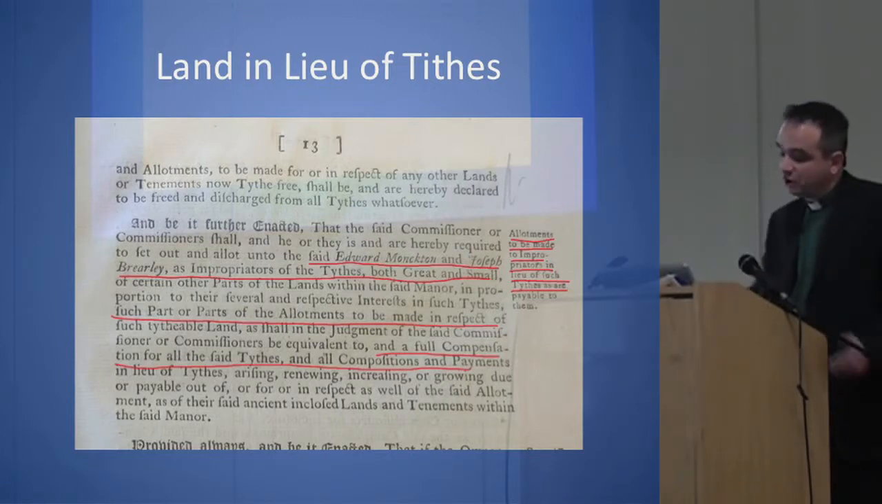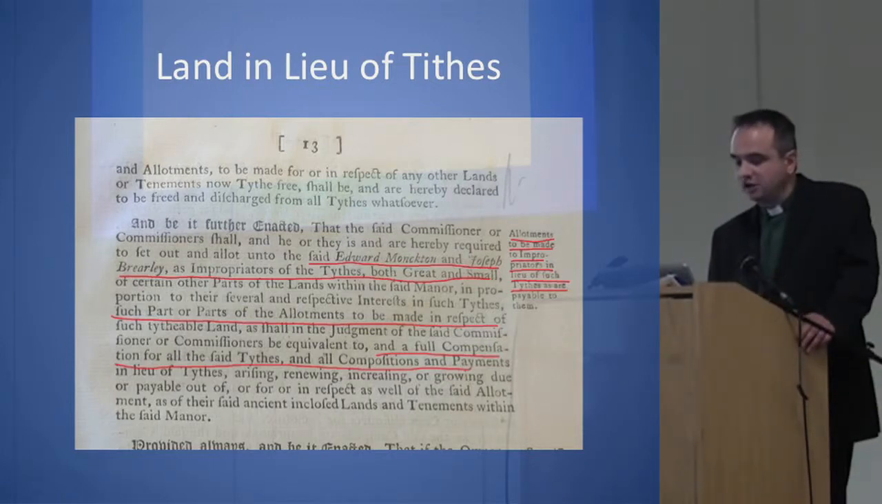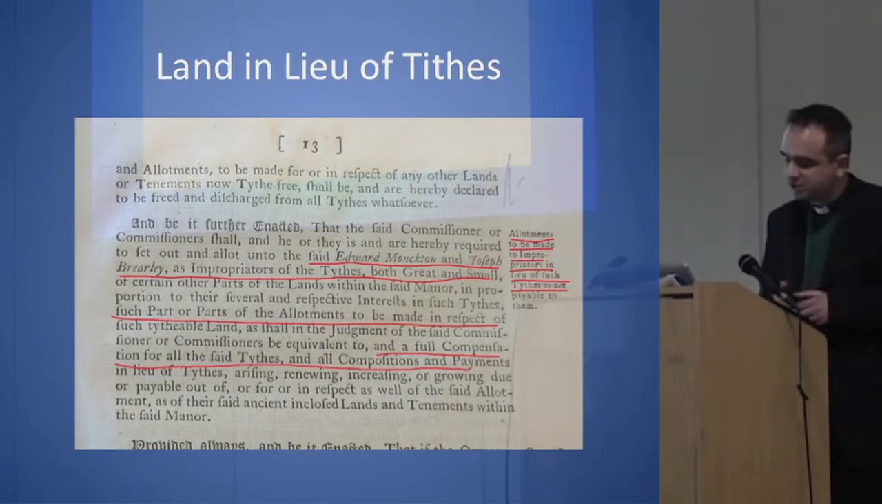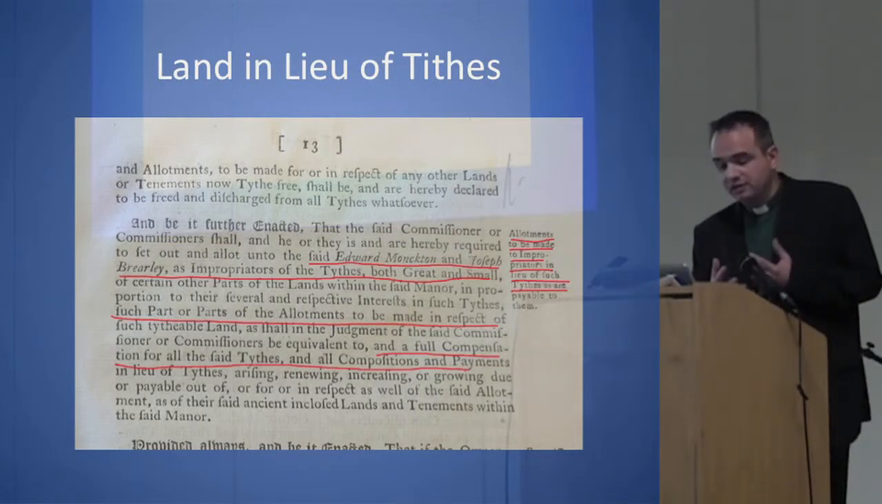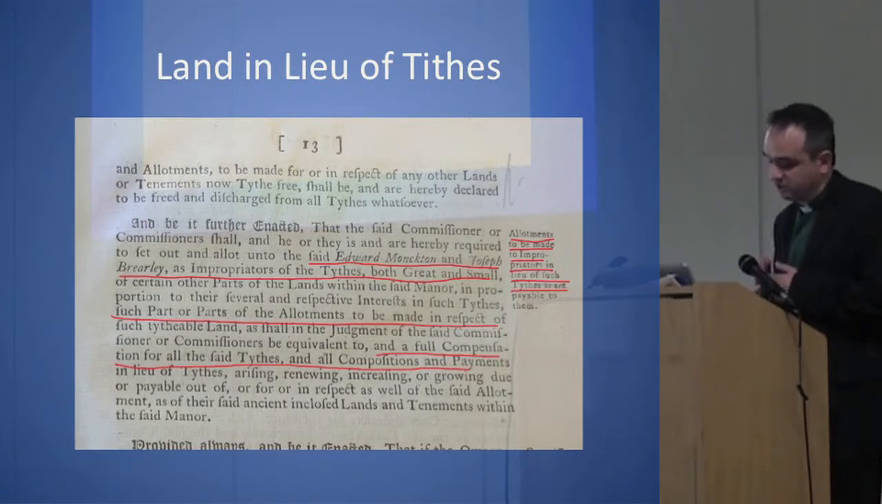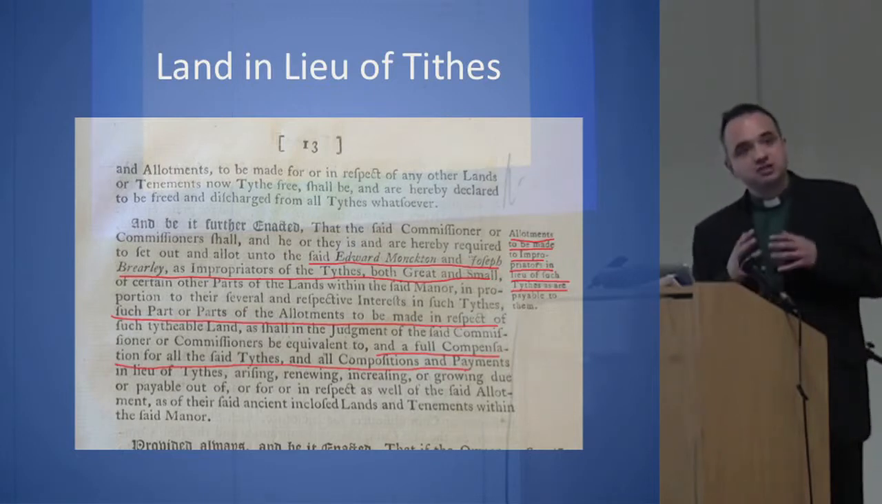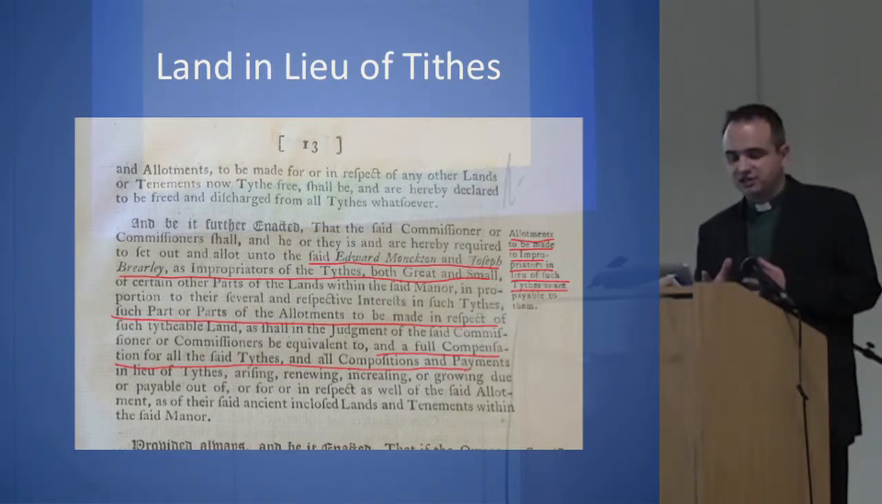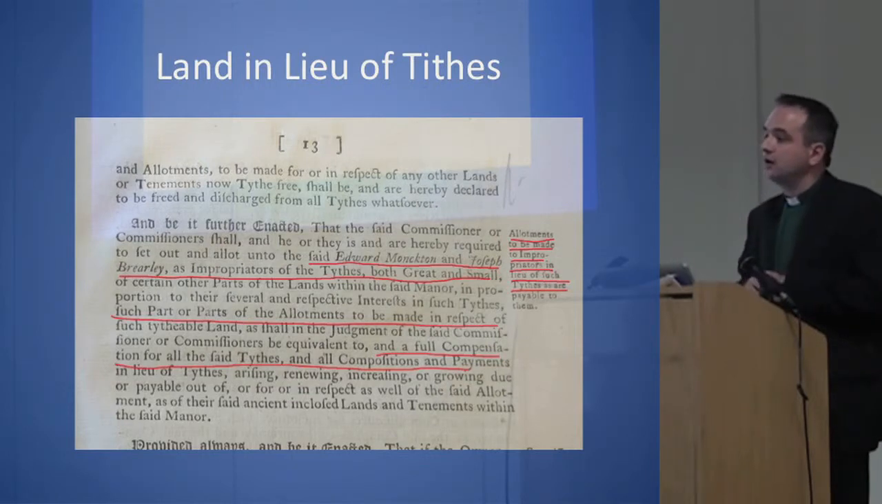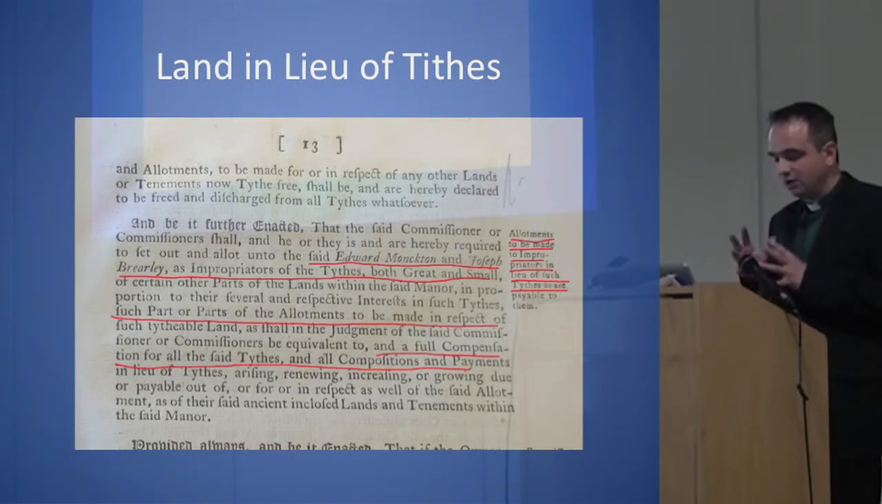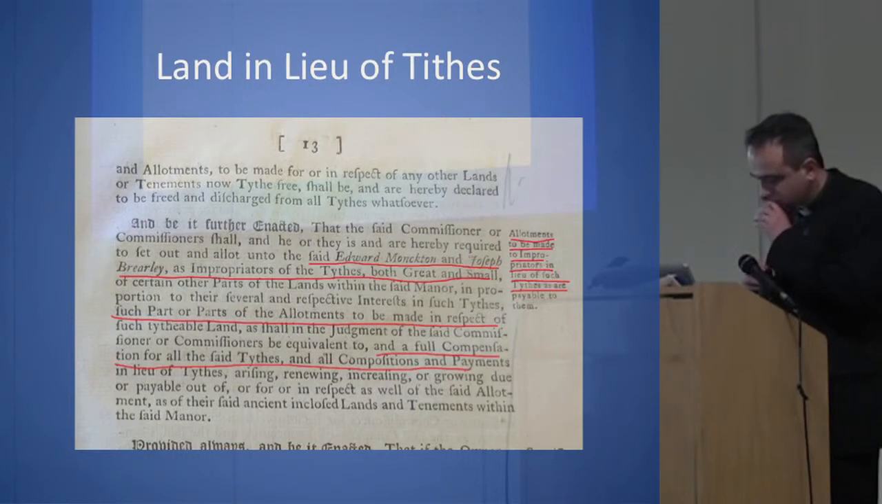Anyway, it's later on in the Act: allotments to be made to impropriators in lieu of such tithes as are payable to them. So the said Edward Monckton and Joseph Rye, impropriators of tithes, both great and small, impropriator, lay rector, are duly going to be given such parts of allotments to be made in respect of such tithe of land, and full compensation for all the said tithes. So they were extinguishing the tithes in this particular township and transferring the liability into several little allotments.